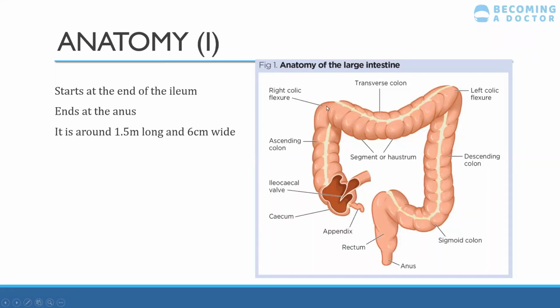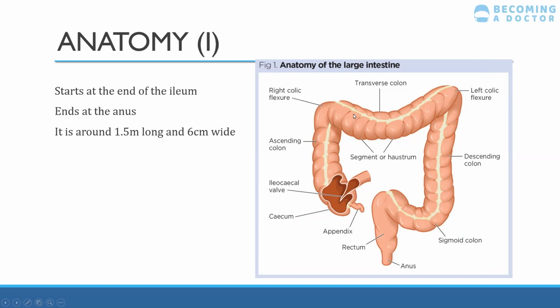You have your ascending colon over here and your descending colon over here. These both are retroperitoneal structures and they're found in your flanks. You have your right colic flexure, also known as your hepatic flexure, up here, and your splenic flexure up here. Then you have your transverse colon.